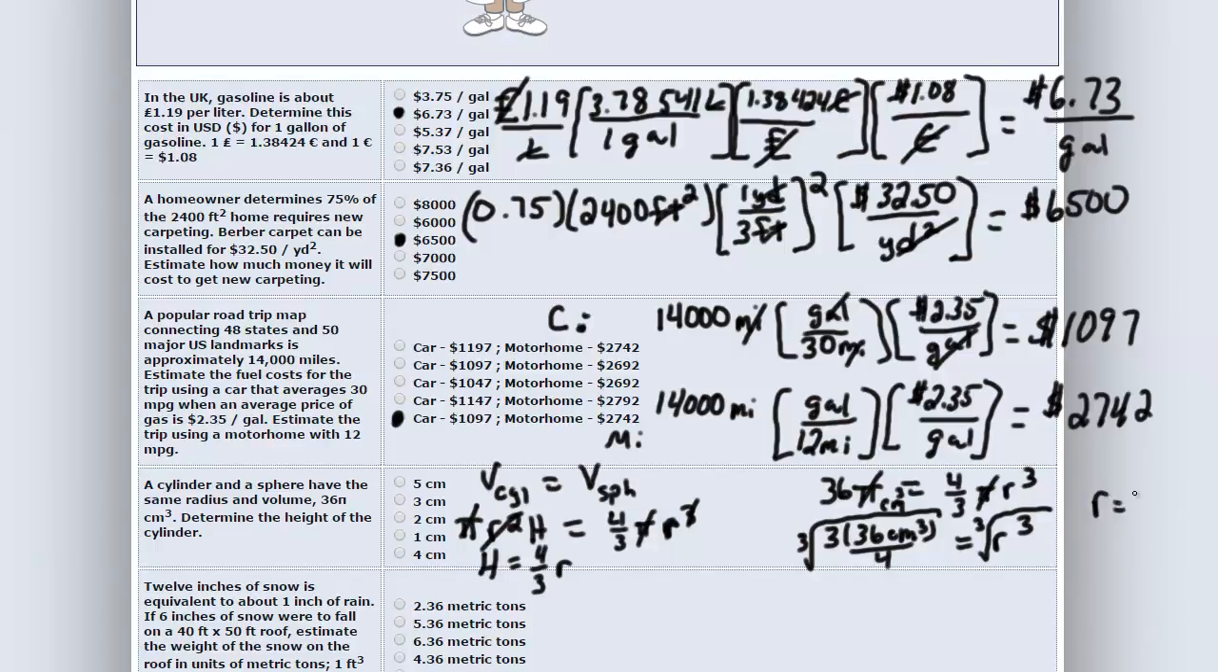R is equal to 3. And then notice you take the cube root of the cubic centimeters, so that's also going to be just centimeters. So R is 3 centimeters. So we have 4 over 3 times 3 centimeters. And then we cancel out the 3, and we're just going to get 4 centimeters. That is the height of the cylinder.